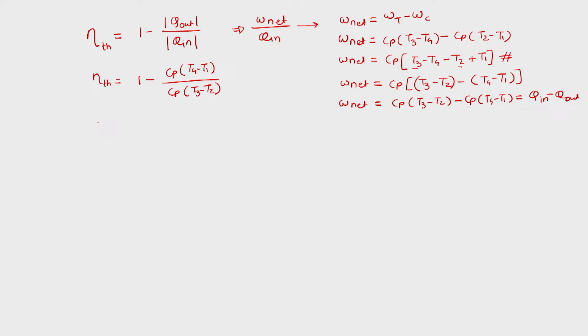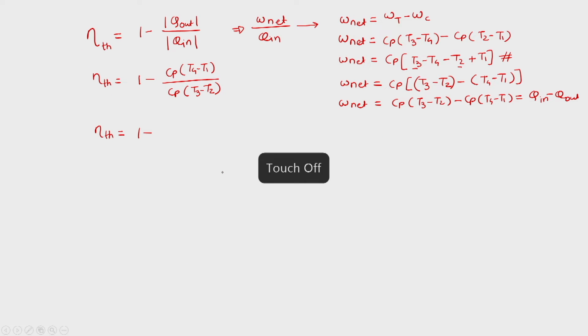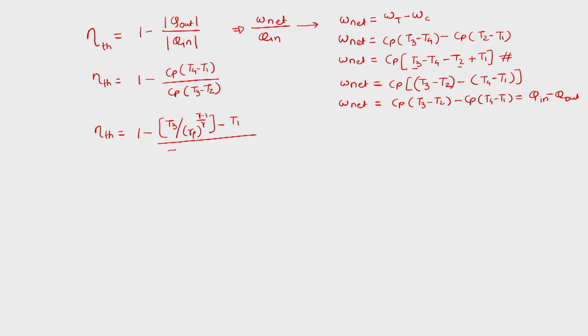Then what would happen? We know now there are a few things which are known to us. Among those, in 1 minus, Cp and Cp get cancelled, so we don't have to mention Cp now. So we have T4 minus T1. But what is T4? We know the formula for T4, and we should also know the formula for T2, which would be required. So we will write down that formula for T4, which was T3 divided by Rp raised to gamma minus 1 upon gamma, and similarly T2 is T1 into Rp bracket raised to gamma minus 1 upon gamma. So this is the formula for T2, this is the formula for T4.